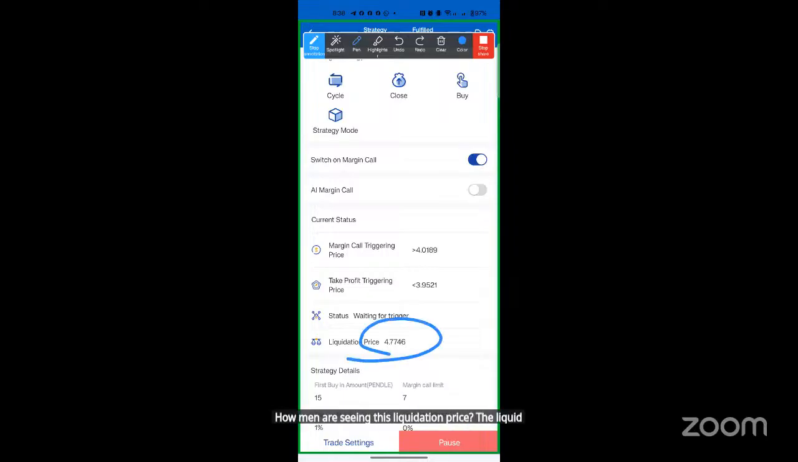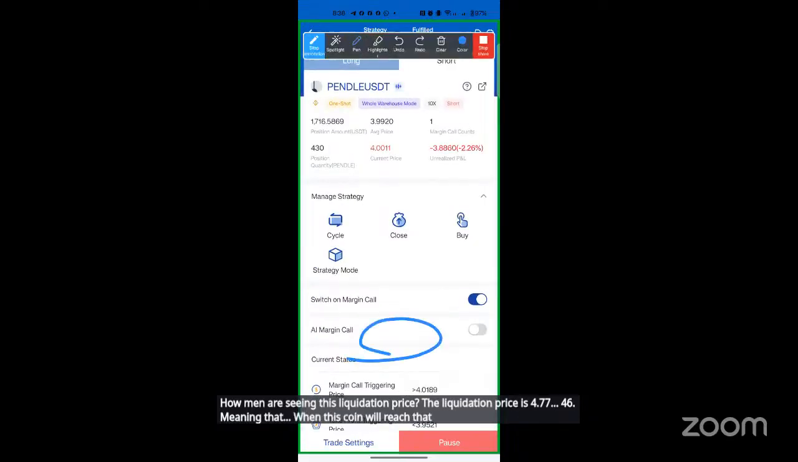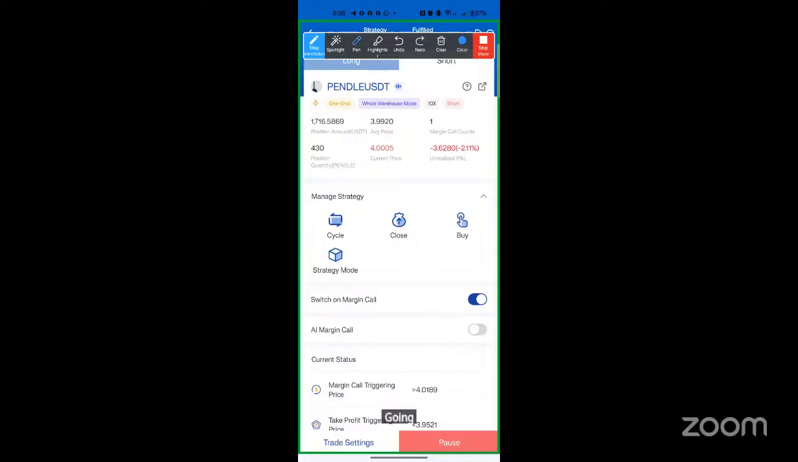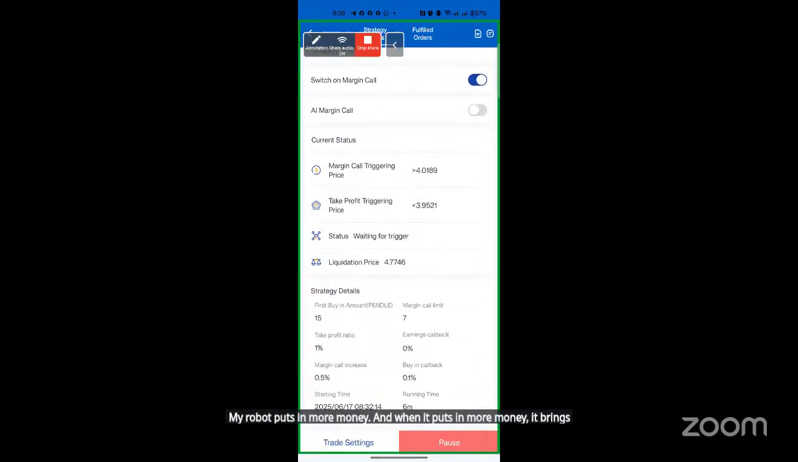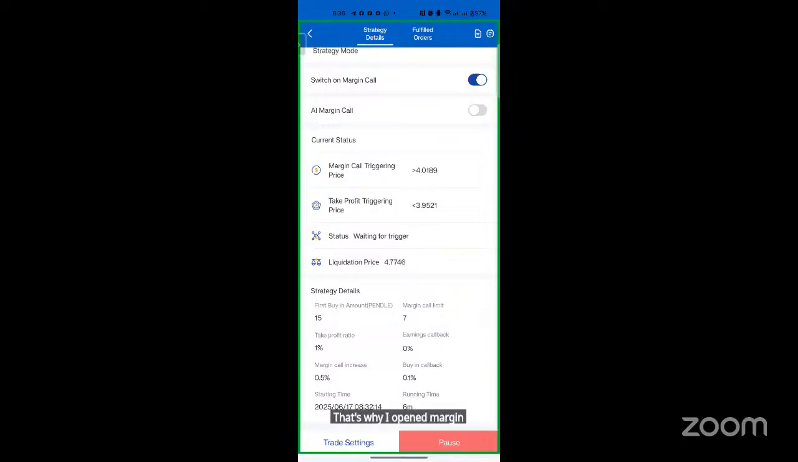The liquidation price is 4.7746, meaning that when this coin reaches that price, going up, I will lose my money. But understand, whenever the market goes down, my robot puts in more money. And when it puts in more money, it brings my liquidation price far from the current price. I'm about to finish the Zoom. That's why I open margin calls. Is that clear?